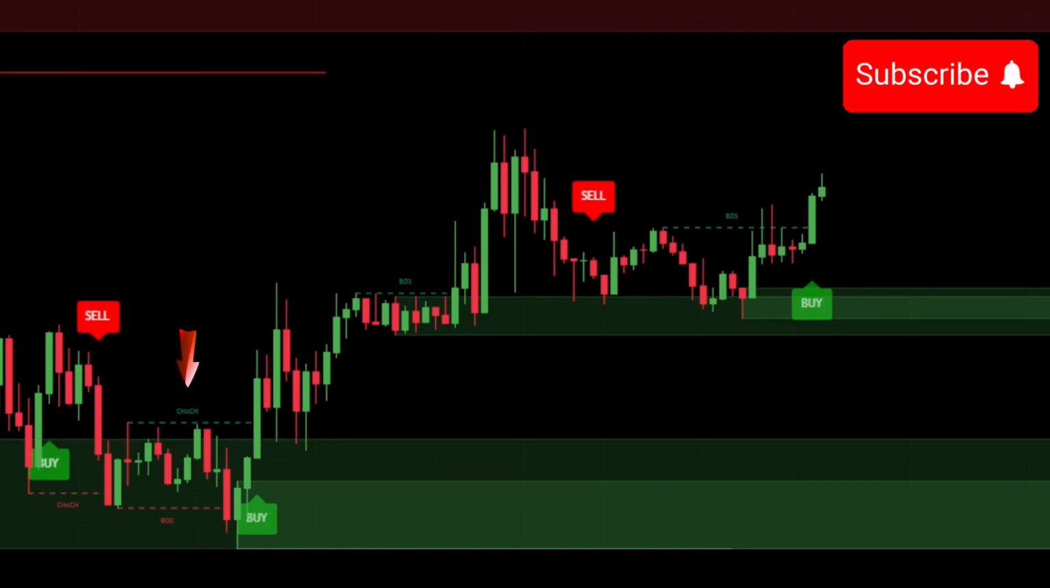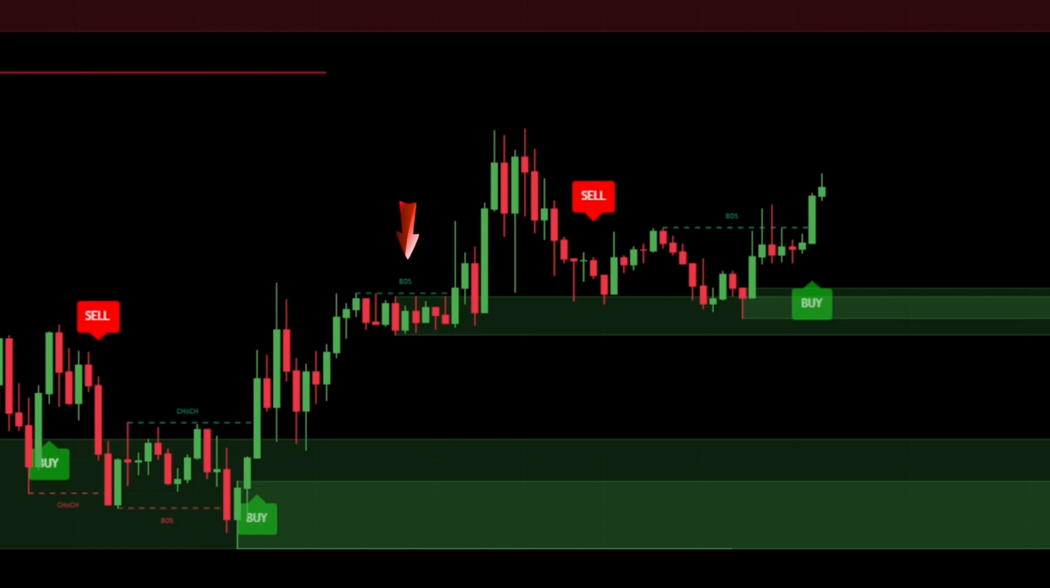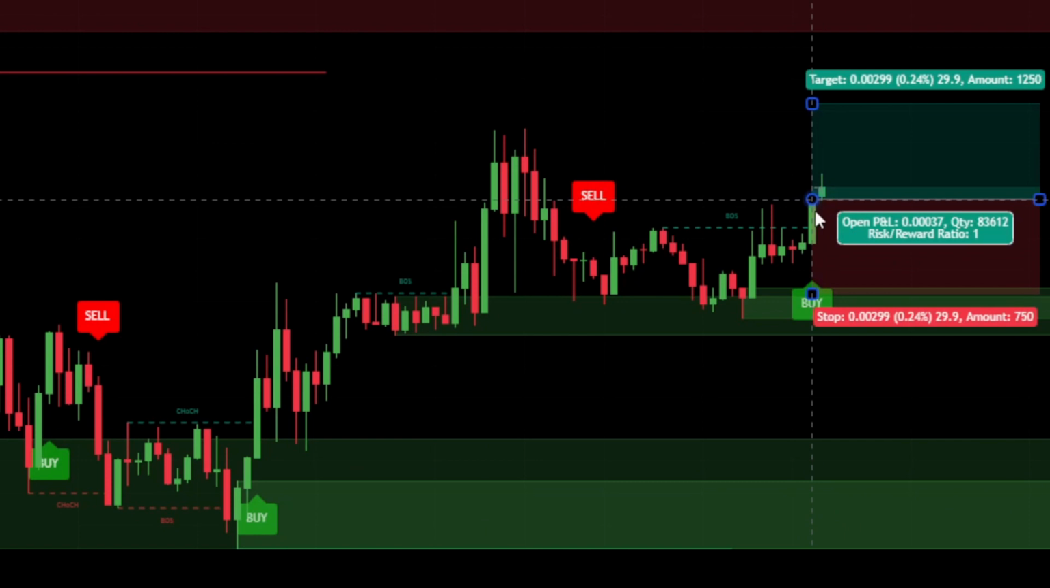If a green CHoCH signal appears, it indicates a trend change from bearish to bullish. At this point, pay close attention to price movement. Wait for a bullish break of structure or a green BOS signal to appear. Then, wait for the price candlestick to retest the bullish order block area. Once the price candlestick has retested the bullish order block area, wait for a buy signal from the Range Filter Buy and Sell indicator. For final confirmation, ensure that the candlestick formed is bullish. If all conditions are met, you can place the order after the bullish candlestick closes.